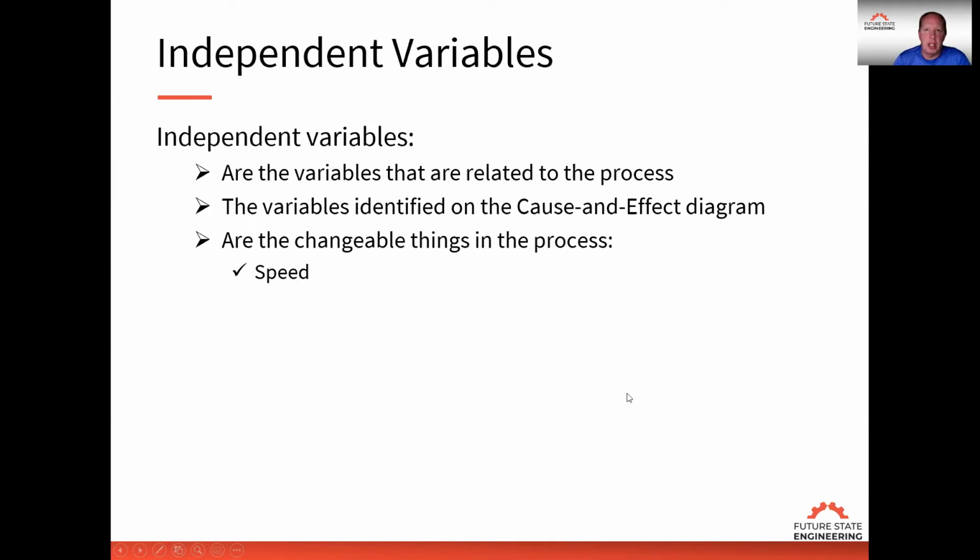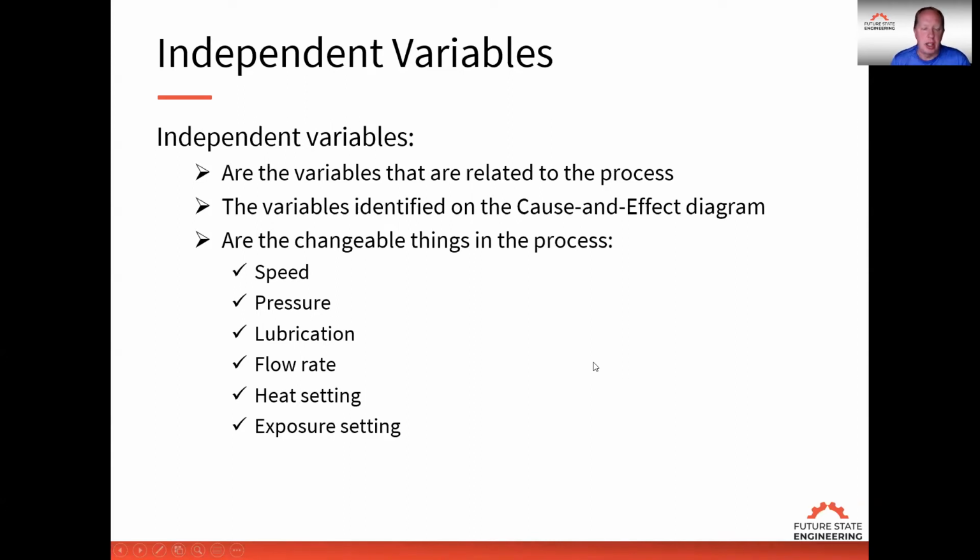So speed setting on the process, the pressure settings, the lubrication amount, the flow rate, the heat settings, the exposure settings. These are the variables in the process that can be adjusted by the operator. So we want to understand what is the relationship between those two.